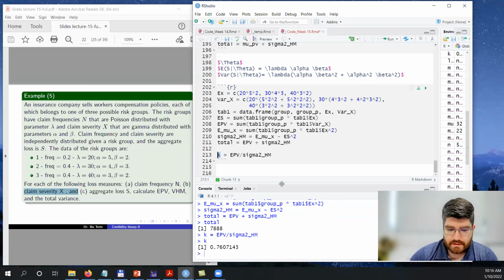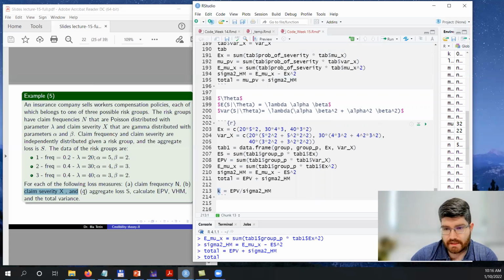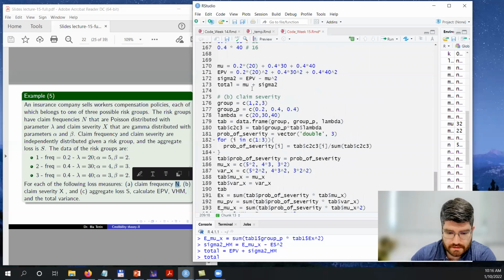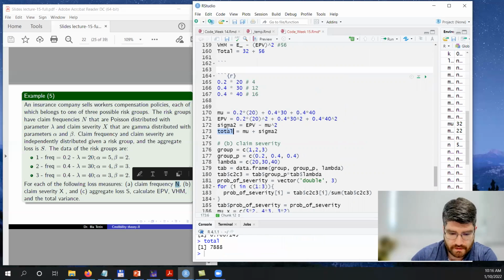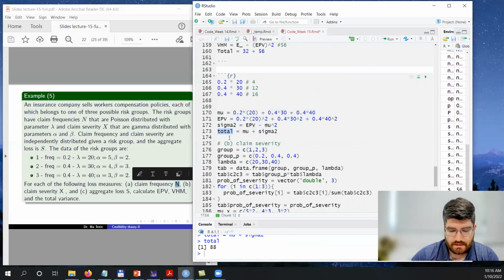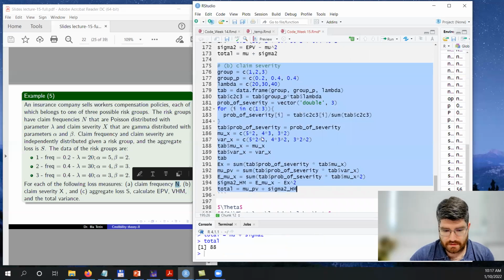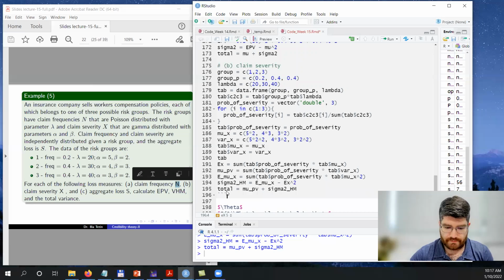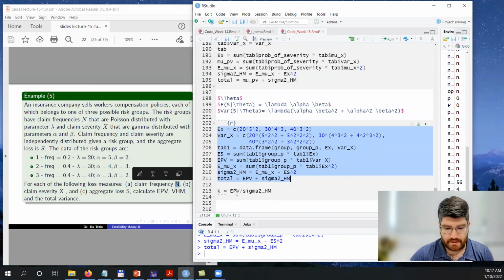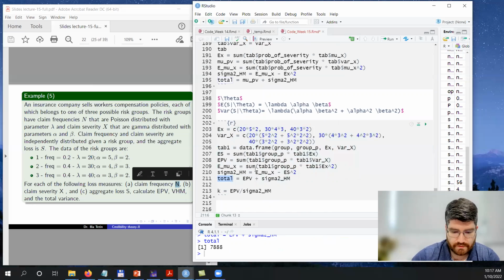We have just calculated the three measures: the claim frequency, claim severity, and the aggregate loss. This is our claim frequency. The variance of claim frequency is calculated with that thing, and total here was 88. This is the claim frequency total variance, and the claim severity, it was like that, and the total here was 29,9375. And finally, we have calculated our variance of aggregate claim loss.